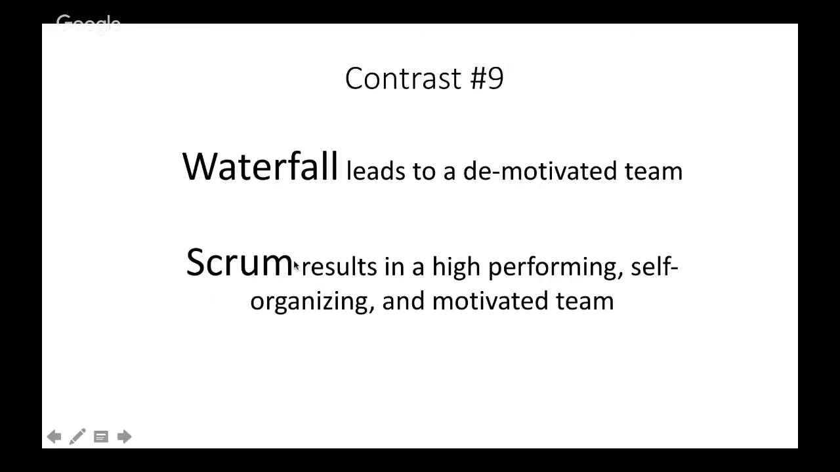Number 9. Waterfall leads to a demotivated team. With traditional plan-driven development, the team delivers their work only at the end of the project. The long duration of the project makes it very difficult for the team to stay focused and interested in their efforts. Scrum, on the other hand, is all about a high-performing, self-organizing, and motivated team. Scrum enables the team to deliver value and a product increment at the end of every sprint, which gives them a feeling of being accomplished throughout the effort.